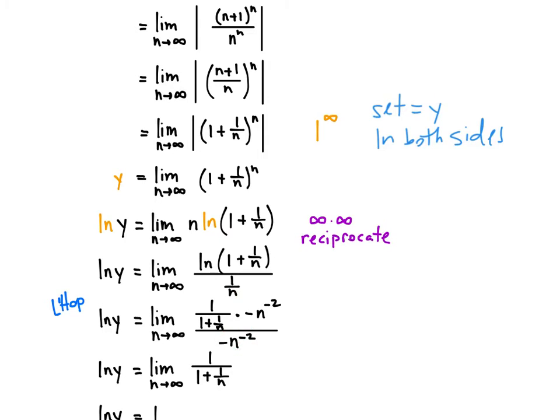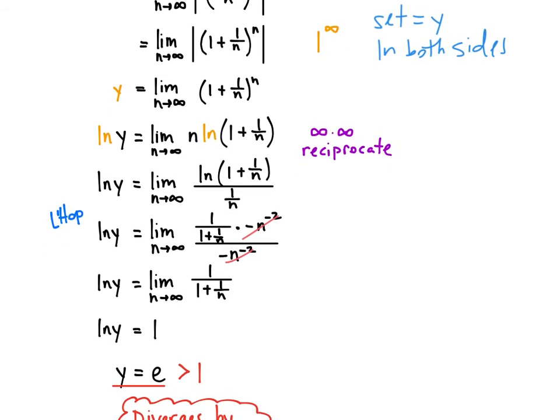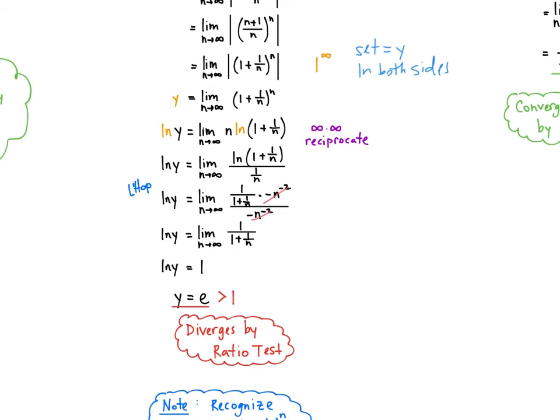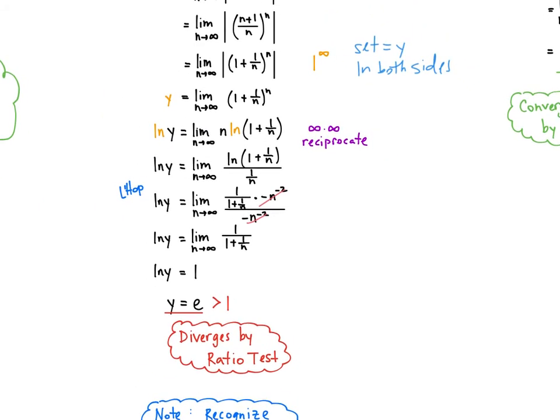So now we can say that those cancel, and we are strictly left with the limit as n goes to infinity of 1 over (1 plus 1 over n). Now when we substitute, 1 over (1 plus 1 over infinity), well, this goes to 0, so this just goes to 1. So we can solve for y. Oh, well, y is equal to e, right? Getting y by itself, e is greater than 1, so this diverges by the ratio test.